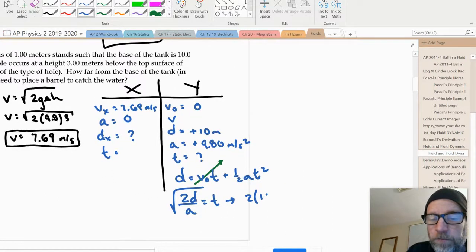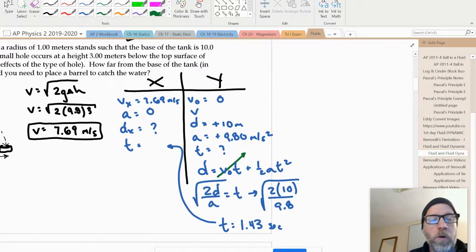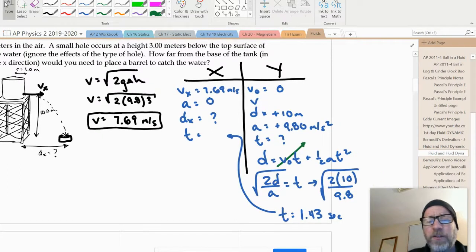So 2 times 10 over 9.8. Take the square root. Time equals 20 divided by 9.8, 1.43. That water is going to be in the air for 1.43 seconds. Man, 10 meters is pretty far. 30 meters. That's a far jump.